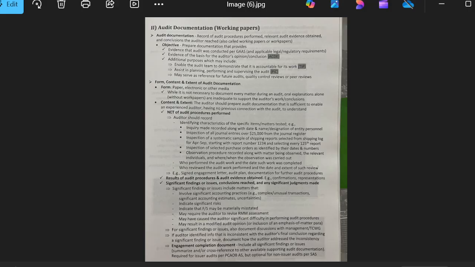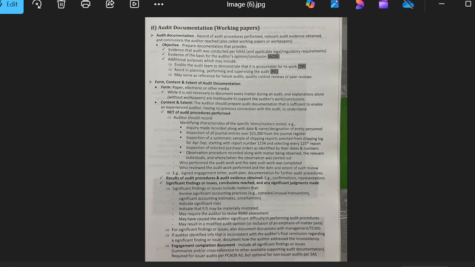Moving forward, audit documentation, like the work papers that we prepare, are the record of the procedures performed, the relevant audit evidence obtained, and the conclusions the auditor reached. These are also called working papers or work papers.